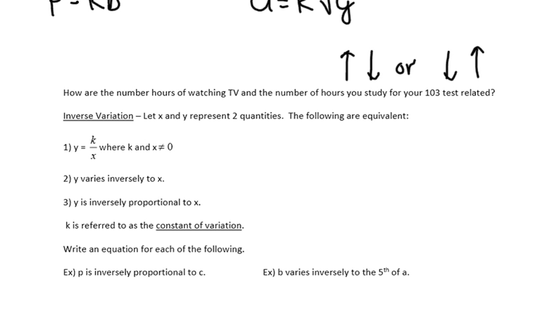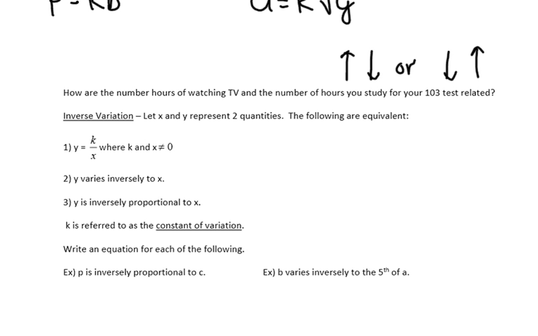So inverse variation, let x and y represent two quantities. The following are equivalent. y is equal to k divided by x, where k and x are not equal to 0. y varies inversely to x. y is inversely proportional to x. And again, k is referred to as a constant of variation.